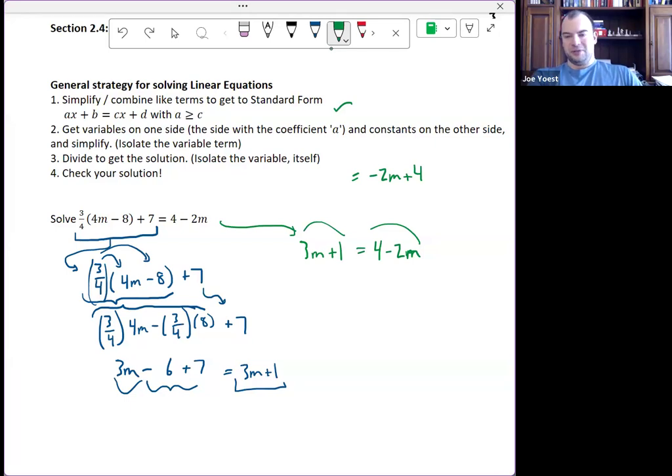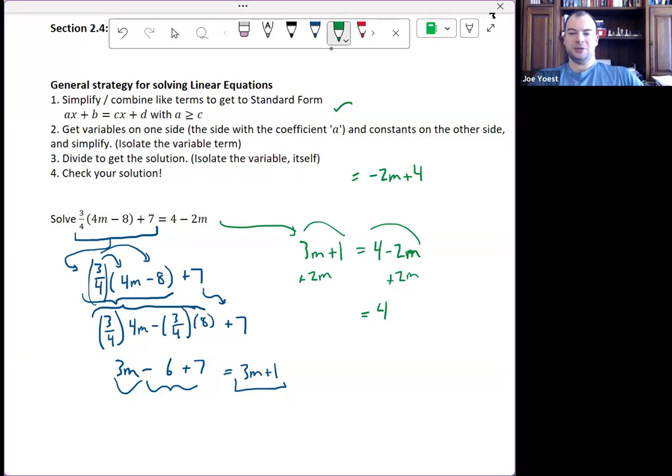Next, I want to combine my variable terms together. And again, I could subtract 3m from both sides to do that, but that would give me a negative coefficient, and I'd rather avoid that, so I'll choose to add 2m to both sides. If I did subtract 3m, not the end of the world. I could still certainly solve the equation and would probably still get it right, just a tiny bit more error prone.